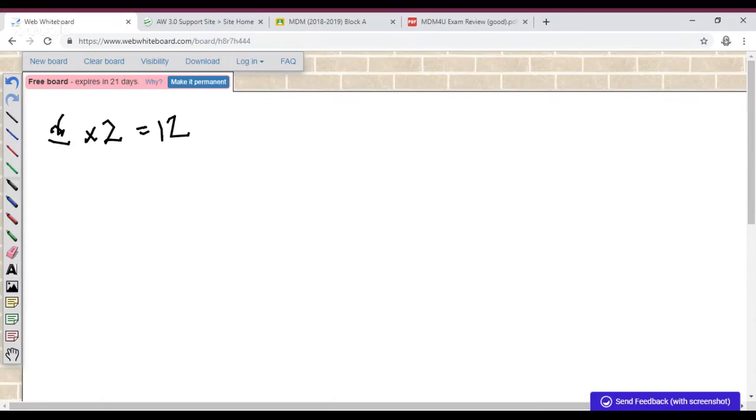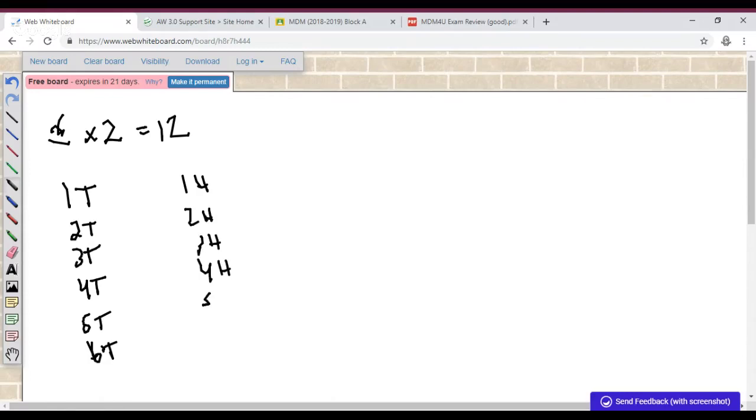and plan ahead. So if I roll a 1 and a tail, I could roll a 2 and a tail, a 3 and a tail, a 4 and a tail, a 5 and a tail, a 6 and a tail, or a 1 and a heads, a 2 and a head, a 3 and a head, 4 head, 5 head, 6 head. So there's only 12 things that can happen.